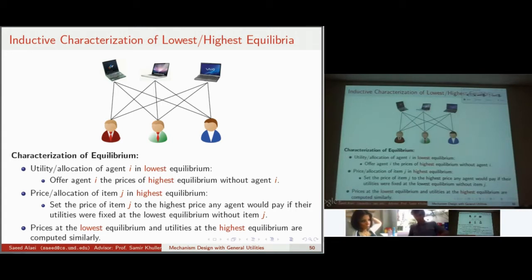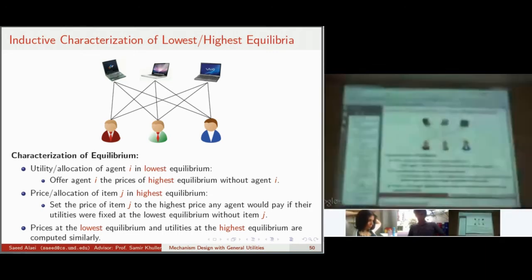Like if you wanted to compute utilities in the highest equilibrium. Does that involve adding a sort of duplicate on it? Or no, basically. Oh, sorry. This is actually like a.